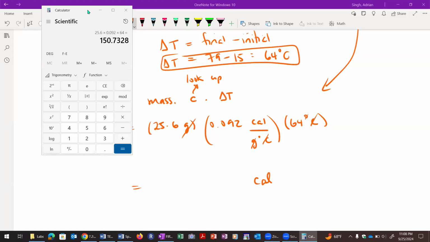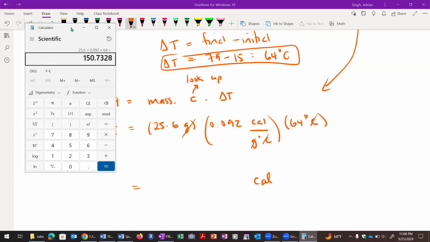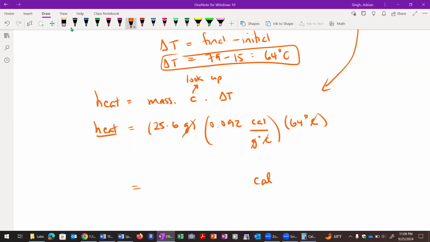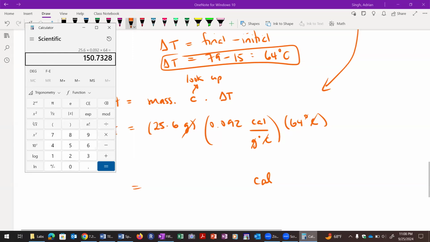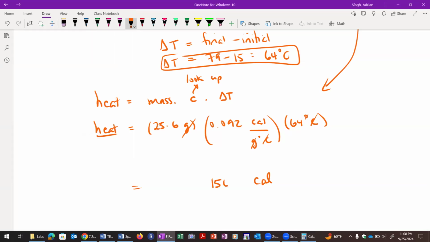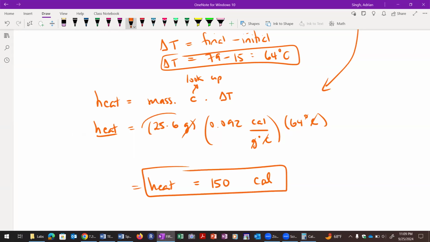Okay, so my handy dandy calculator here, I get 150.7328. So if I just follow my rules for sig figs, I have 3 sig figs, 2 sig figs, 2 sig figs. So my answer then should have 2 sig figs. I'm going to round this to 2 sig figs. That's 150 calories would be the amount of heat that's needed to raise the temperature of 25.6 grams of copper by 64 degrees Celsius.